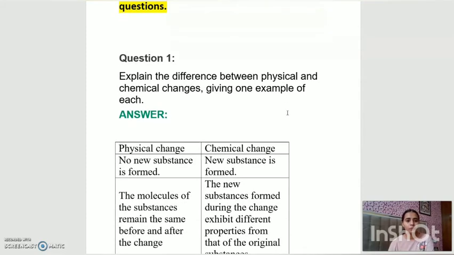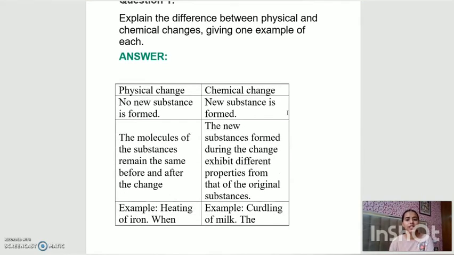Okay, moving further. Question number 1. Explain the difference between physical change and chemical change, giving examples. Again the word difference came, but students, now you have to mark a line in between, and then write the answer. So first is physical change and another is chemical change. Physical change is that change, student, where no new substances are formed, and in chemical change, obviously new substances are formed. In physical change, student, the molecules of the substances remain the same before and after the change, but in chemical changes, the new substances formed during the change exhibit different properties from those of the original substances, right?